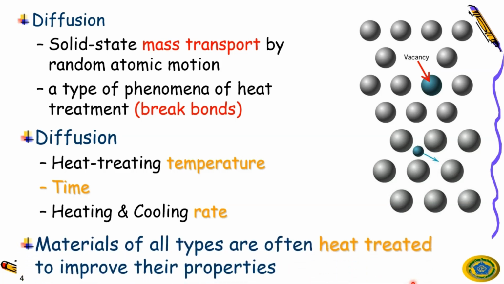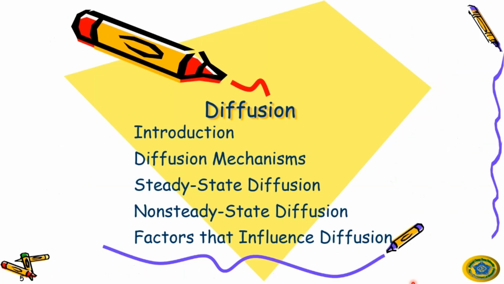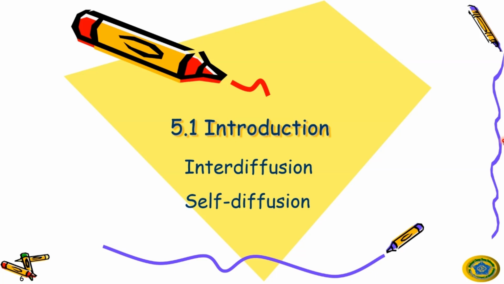So materials of all types are often heat treated to improve their properties. Okay, so how are they going to improve their property? As the information tells you, it's called hardening, right? You put the carbon into the iron, and then this steel will be called carbon steel. Right. So these are the topics we are going to talk about. But unfortunately, I don't have much time to talk about all the topics. So we can just go through the first 3 topics today.